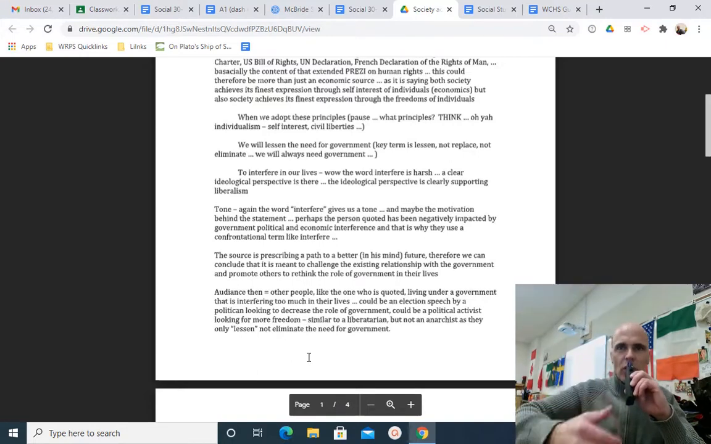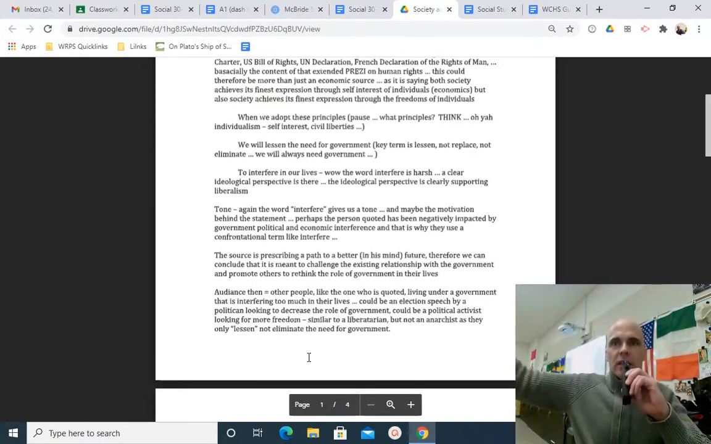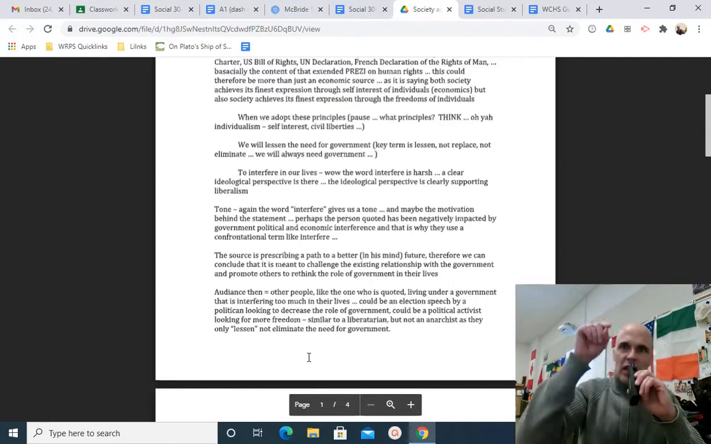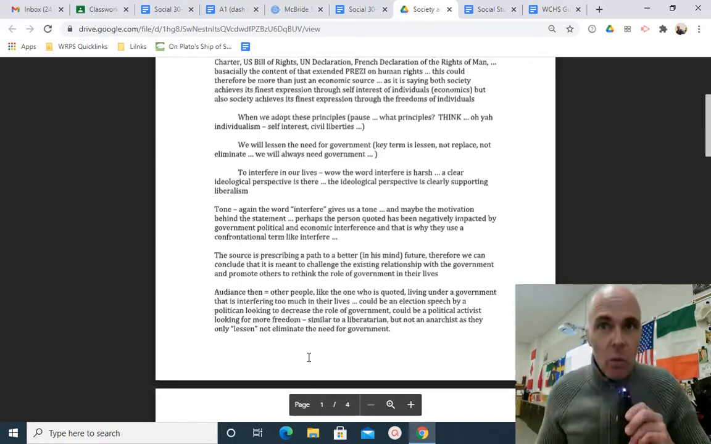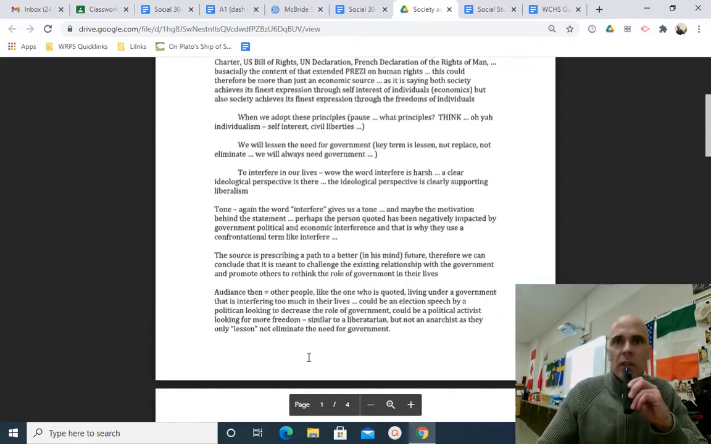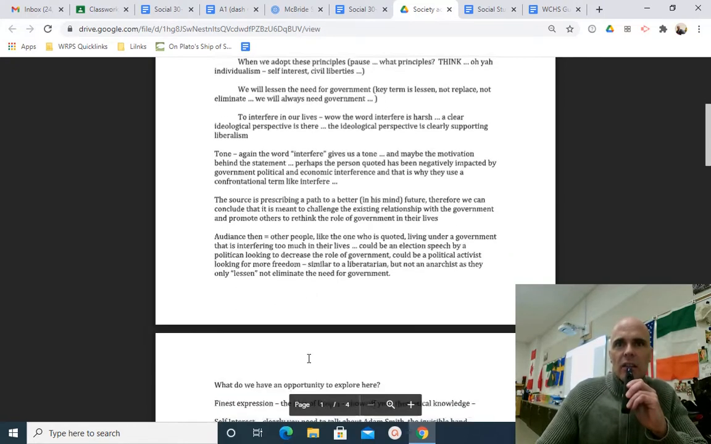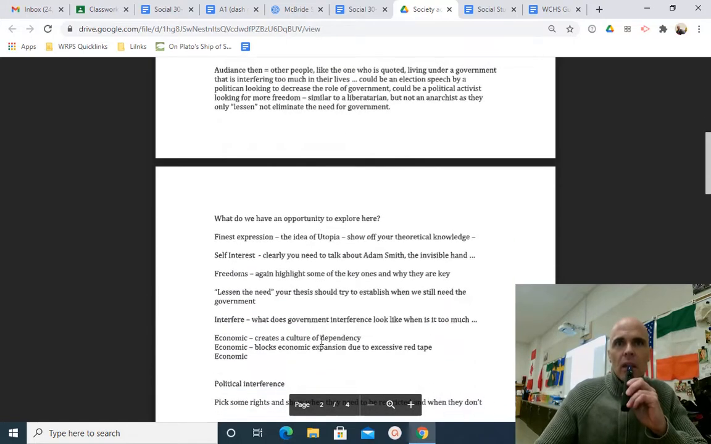So what's the purpose of the source? It's saying a better existence, better future. So this is challenging an existing relationship with the government and promoting others to rethink the role of government in their lives. The audience then would be other people, like the one who is quoted, living under a government that is interfering too much in their lives. Could be an election speech by a politician looking to decrease the role of government. Could be a political activist looking for more freedom, similar to a libertarian, but not an anarchist, as they only, again, lessen, not eliminate the need for government.